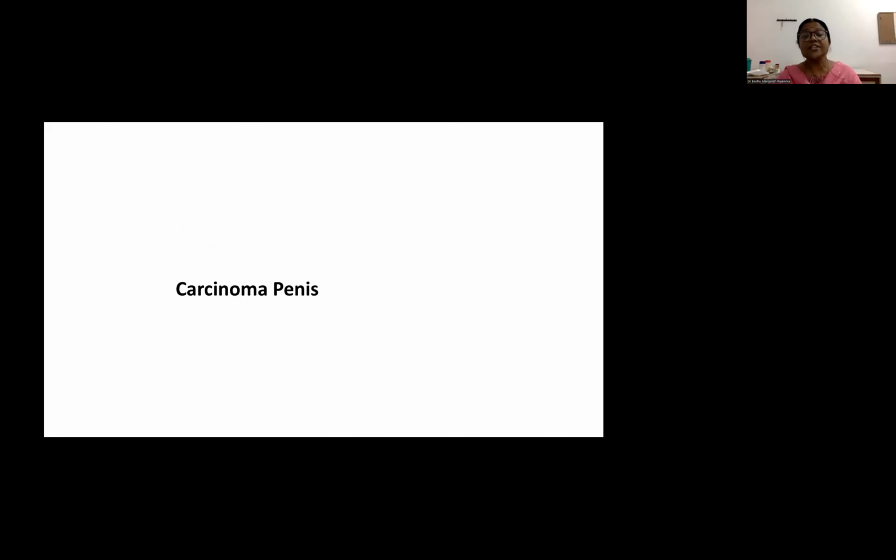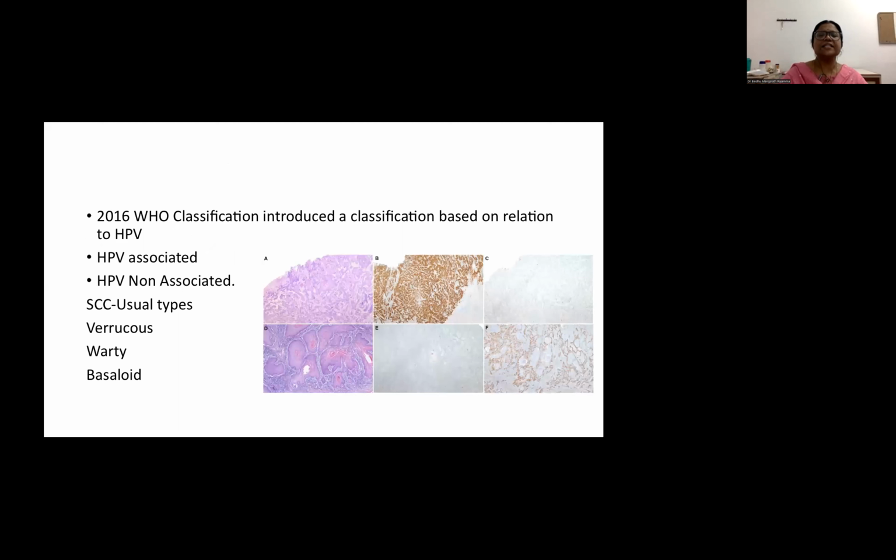And now coming to carcinoma penis, I'm coming almost to the tail end of my presentation. Till the 2016 WHO, the diagnosis was purely based on morphology. And you all know, in the penis, the most common tumor, I would say 98% or 99%, is squamous cell carcinoma and only squamous cell carcinoma. It's only in the fourth edition that the association of HPV, the human papilloma virus, was also taken into consideration for the classification of squamous cell carcinomas of the penis.